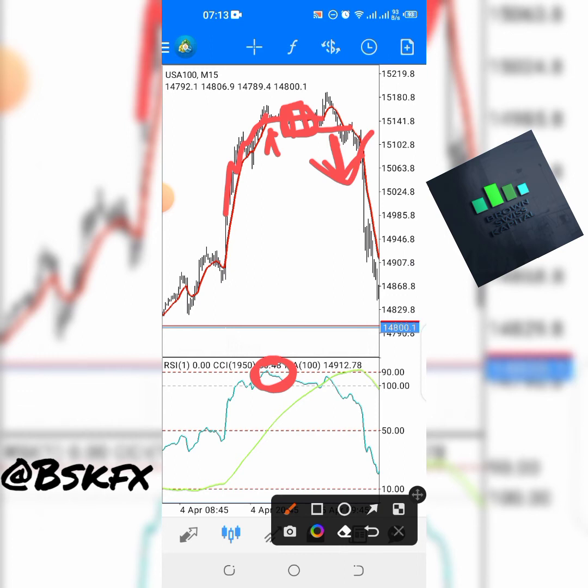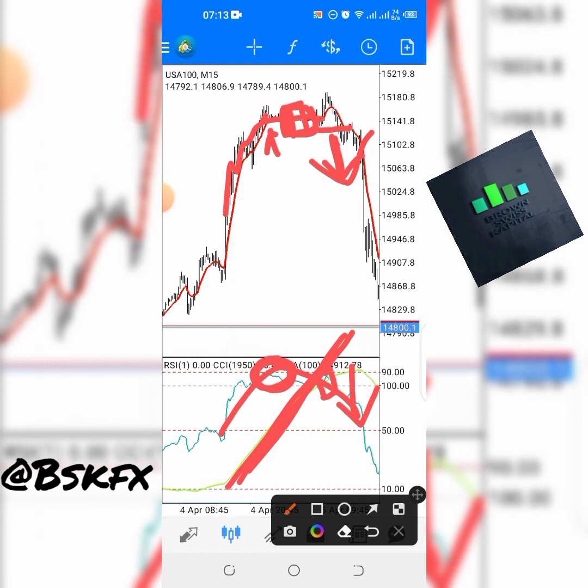So now I added this green 100 EMA to say when the CCI has touched, and in some cases price also closes below, or the CCI cuts below the 100 EMA, you are good to enter. Okay, that's how I shared the previous setup on Nasdaq.